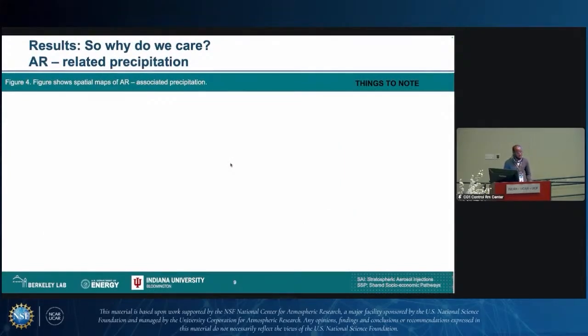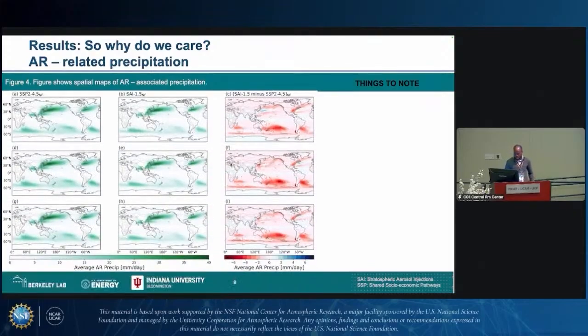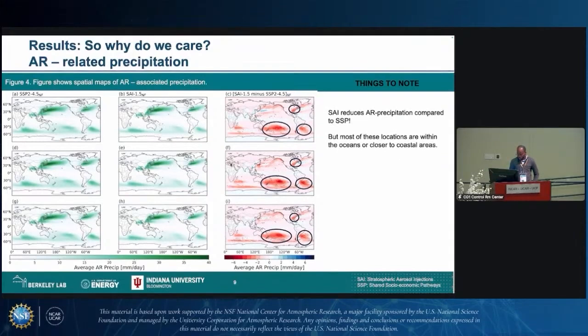So we are still concerned about why we care. We want to look at precipitation because nobody is living in the atmosphere to be affected by ARs, but when they do precipitate, they affect us. So we want to look at how precipitation changes. These figures are similar to what I showed initially. The last column is what we are going to be focusing on, the changes in precipitation. So under SAI, we have less precipitation compared to the SSP.